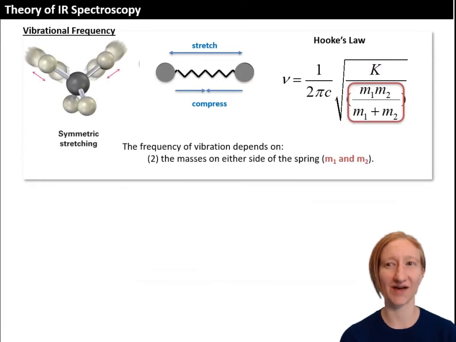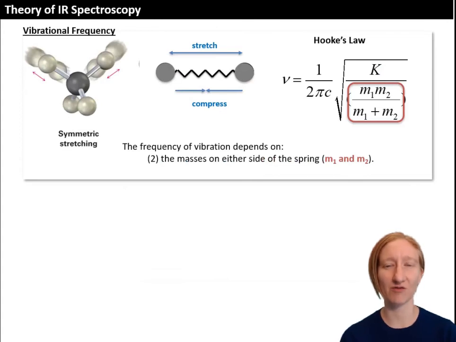We've looked at the key factors that influence the force constant, and those in turn affect the vibrational frequency. When thinking about the frequency, though, we need to also consider the masses on either side of the spring or the bond. The vibrational frequency, nu, is inversely correlated with the masses, and so a greater mass will lead to a lower frequency. A lighter mass will stretch and compress faster with a higher frequency.